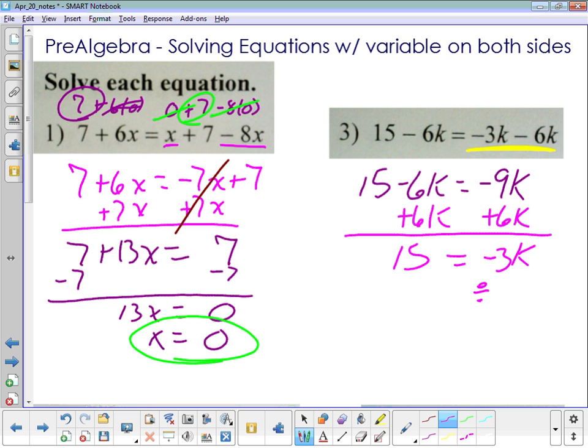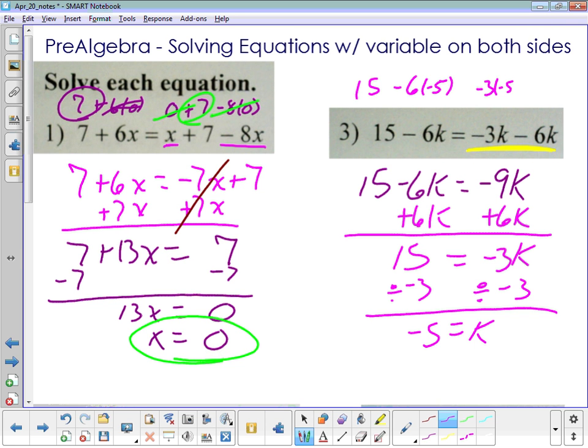Now I'm going to get the k by itself by dividing by a negative 3. And that gives me a negative 5 equals k. And once again, I can check this. 15 minus 6 times negative 5. And how does that compare to a negative 3 times a negative 5 minus 6 times a negative 5? Well, negative 3 times a negative 5 is a 15. And negative 6 minus 6 times a negative 5 is a minus 30. So that's a plus 30 in both cases. So both sides equal 45, which makes k equal to negative 5.